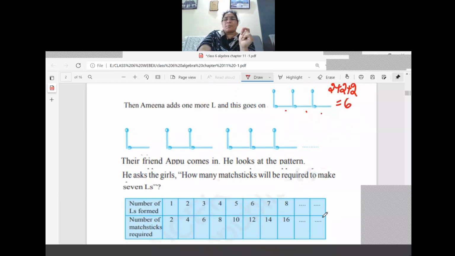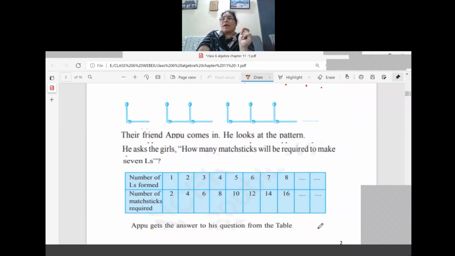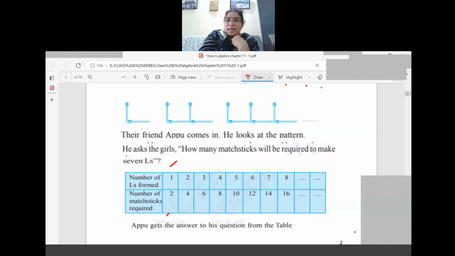So what is happening here? We are making a pattern here. See that one. Number of L's formed. When one L is formed, how many matchsticks are there? Two. Two L's are formed, how many matchsticks were used? Four. Now, three L's are there, how many matchsticks were used? It is six. Now, naturally, you know that if four L's are there, another two more will be added.